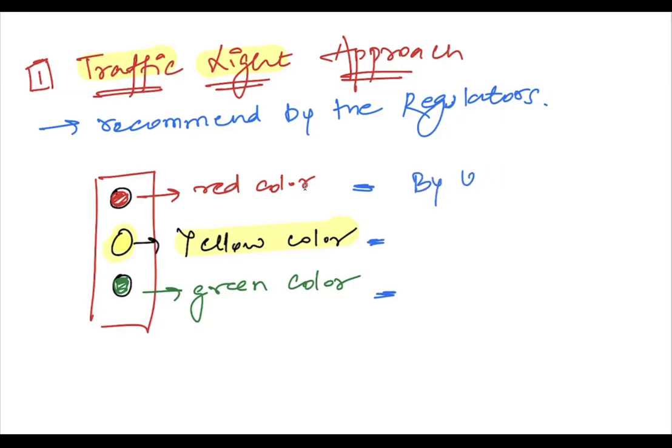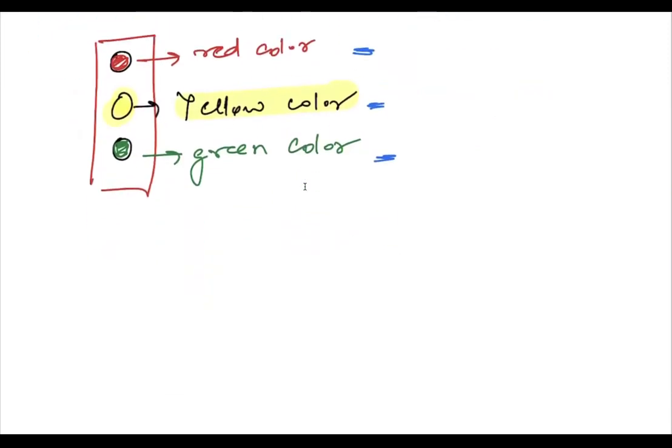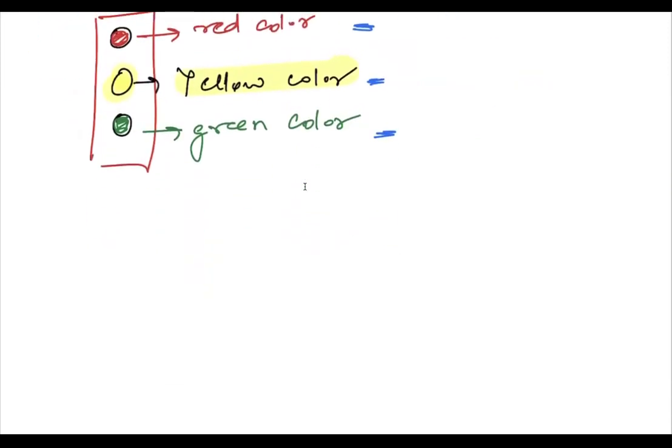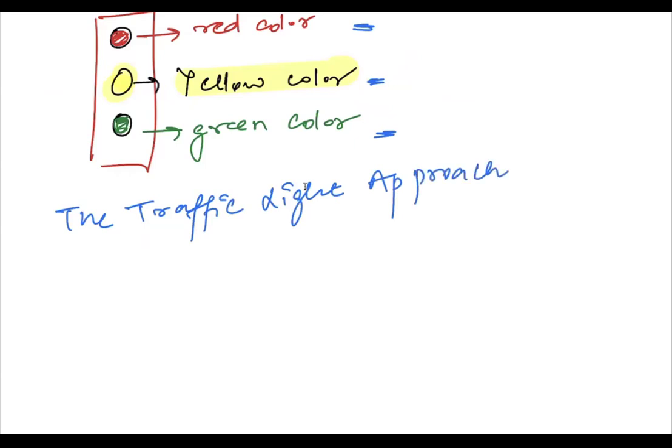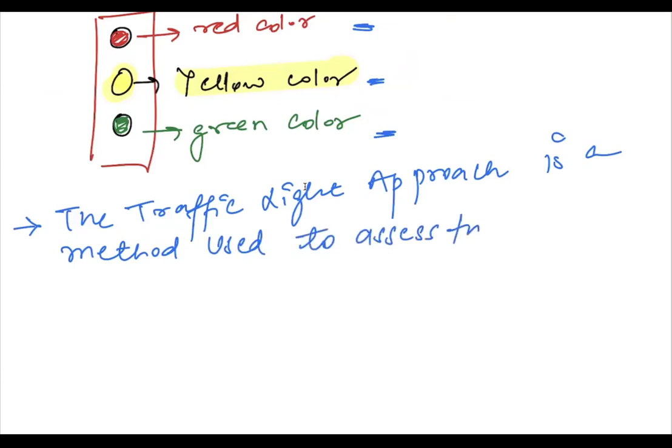Let me write it properly. Let me give you a proper definition. The traffic light approach is a method used to assess the risk level of investments.